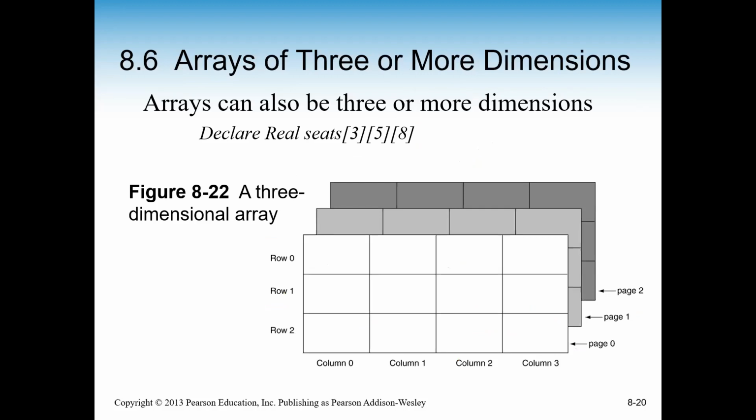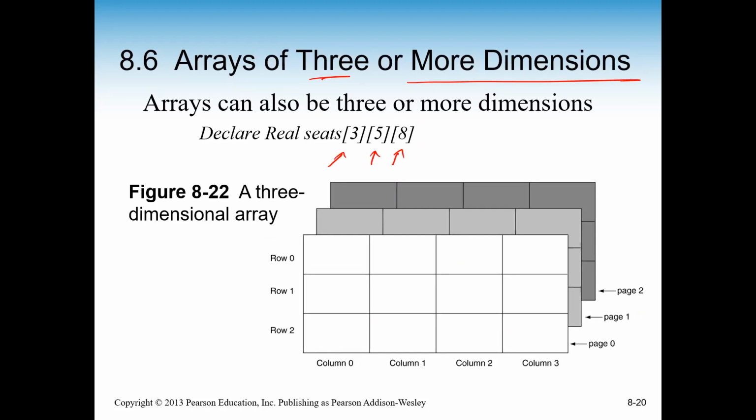Now we can take it a step further, even, by doing arrays of 3 or more dimensions. So now we have even more dimensions, 3 or more. So you can see that here, seats 3, 5, 8. So now you have a cube, basically like a Rubik's cube.